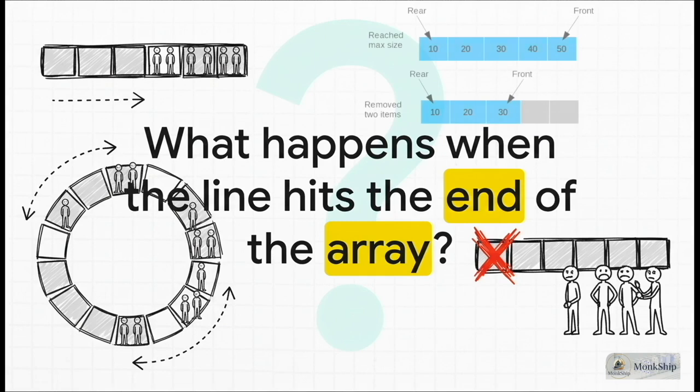But there's a little catch when you try to build a queue with a standard array. Think about it. As people get served and leave the front of the line, you get all these empty spots opening up at the beginning. So what happens when new people keep joining and the line hits the physical end of your array, even though you've got all that empty space back at the start?